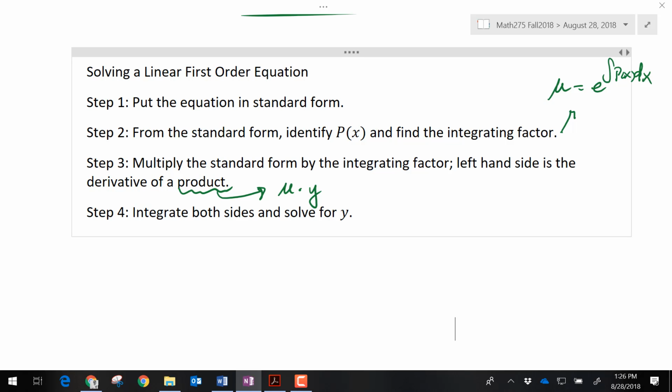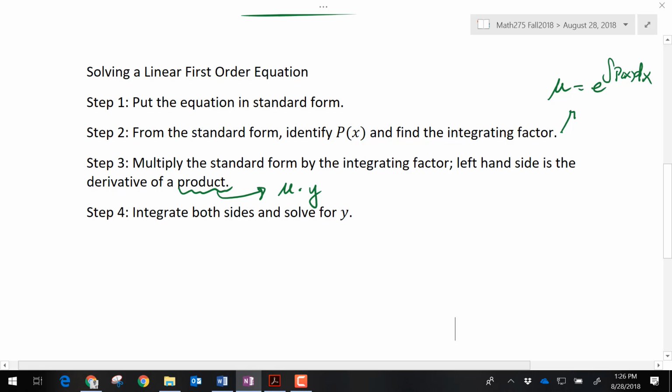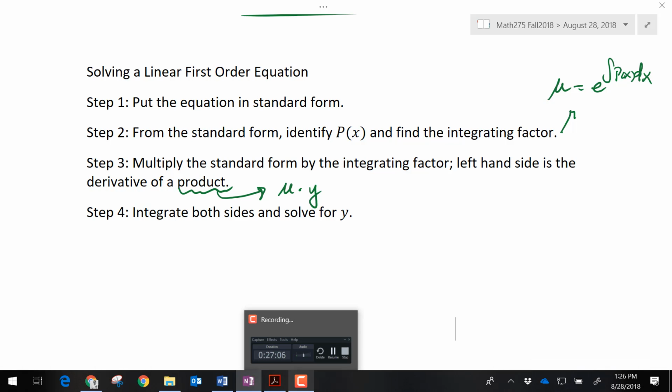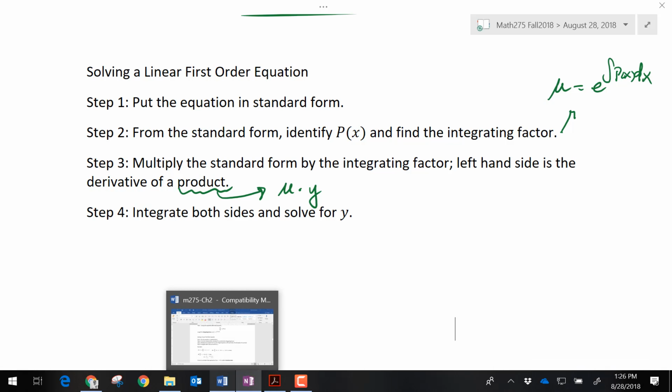A couple of these steps could probably be broken down into a couple more steps, but we try to make it compact for you. It's a 4-step process. So let's see if we could do another example.